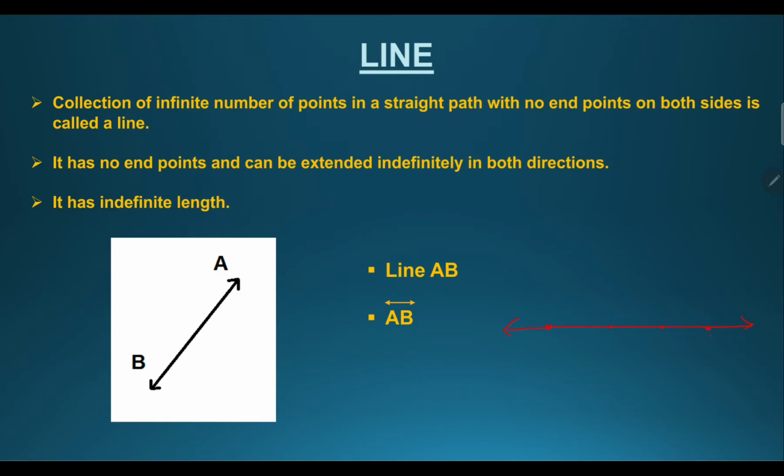And it has indefinite length. Why are we saying it has indefinite length? Because it is extendable in both directions. Indefinite means it does not have any fixed length. That is why we say it has indefinite length. How are you going to name a line? Line AB, or you will use the symbol AB and use this symbol on the top of AB. This symbol represents a line.